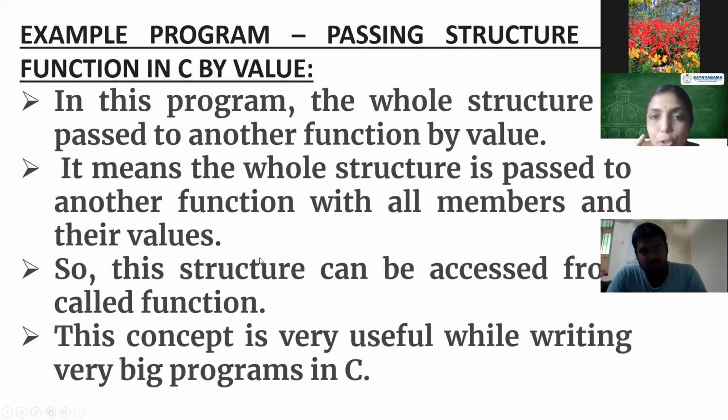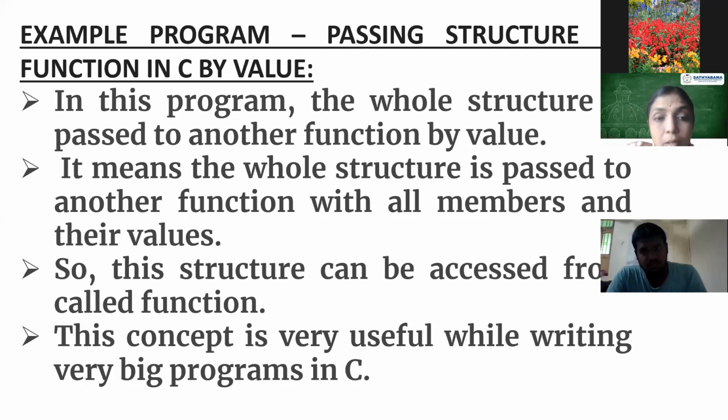The thing you should note here, the disadvantage of C in structure, is that we don't have security here. The data is not secured, because it is passed to another function with all the members and their values. So whoever can access the data can easily access this particular data. That is the disadvantage of C. It doesn't have data security.